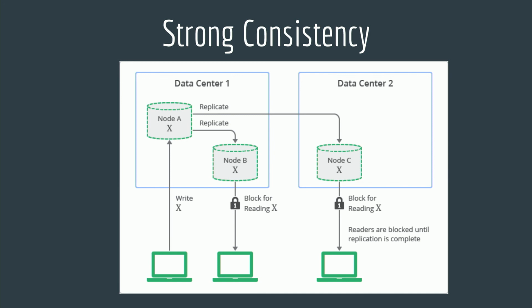A lot of people talk about strong consistency, and there are a lot of different definitions of it today. When I talk about strong consistency, this is actually from the Google docs about one of their databases, and how they see it. They define strong consistency as: server A is writing value X to node A, and when I read from node B, it's going to block for the reading of X. So it cannot read X while it's being written to. At the same time, node C is also going to block for reading of X. So the readers are blocked until the replication is complete.